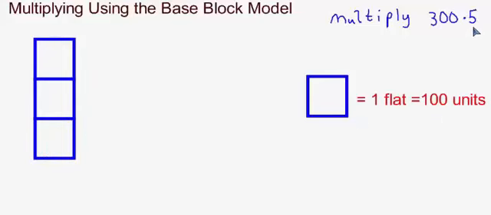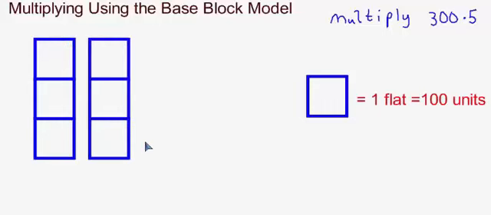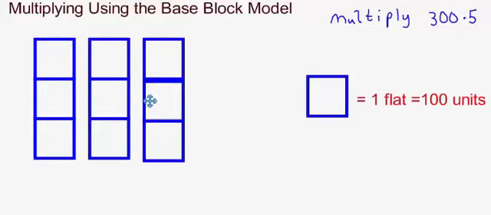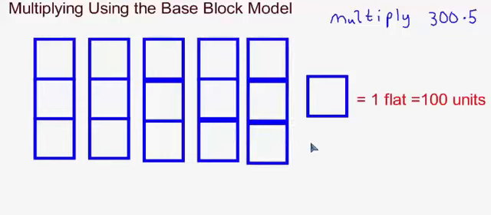And now I need to make 5 copies of that. So this would be 1 copy. This would be 2 copies. 3 copies, 4 copies, and finally 5 copies. So to summarize, this is 1, 2, 3 flats, or 300 units, and I made 1, 2, 3, 4, 5 copies of it. So I have 5 copies of 300.